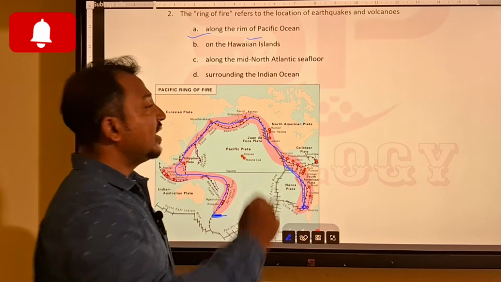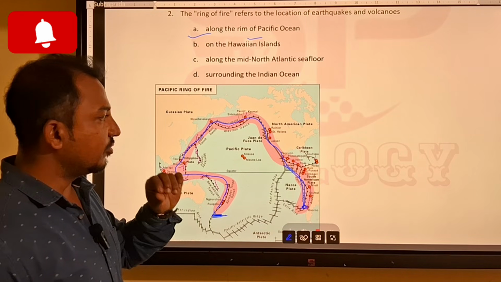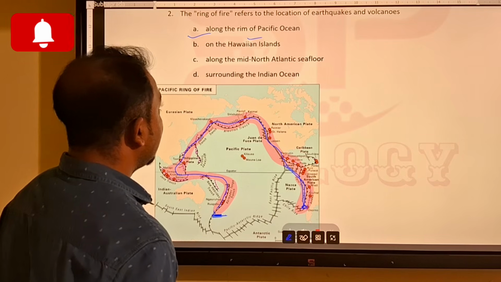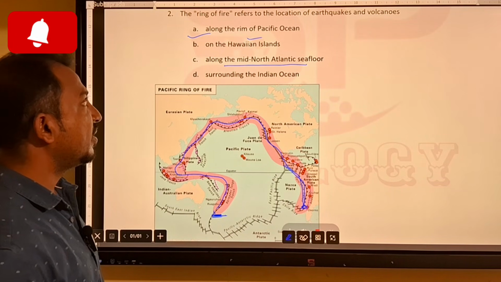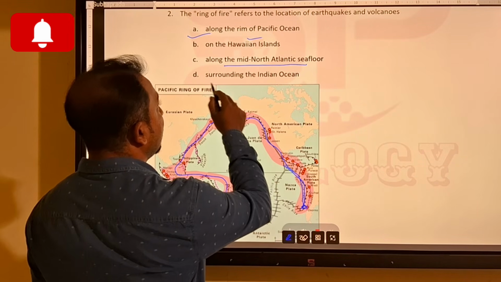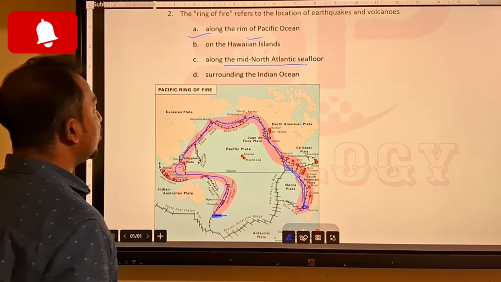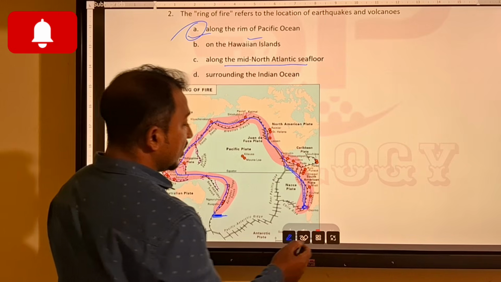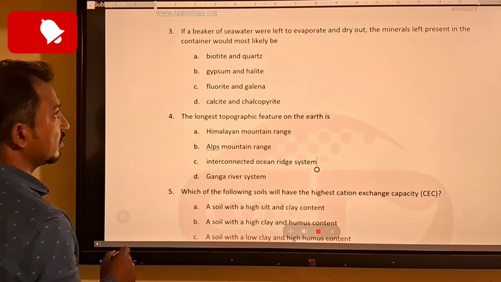On the Hawaiian Islands, you will get volcanoes, but those are intra-plate volcanoes, within the Pacific plate. In the mid North Atlantic ridge, you will get volcanoes, but that is a divergent plate margin, and it does not produce a ring. Surrounding the Indian Ocean, you will get volcanoes, but that is not producing a ring. So the answer will be the Pacific Ocean, along the rim of the Pacific Ocean.